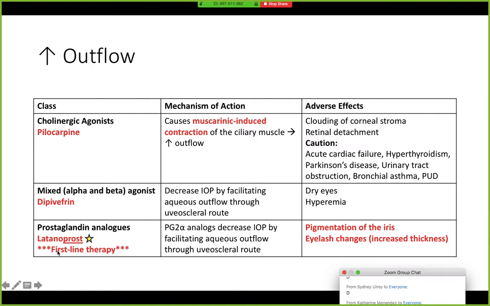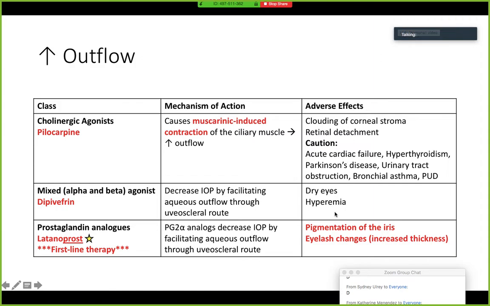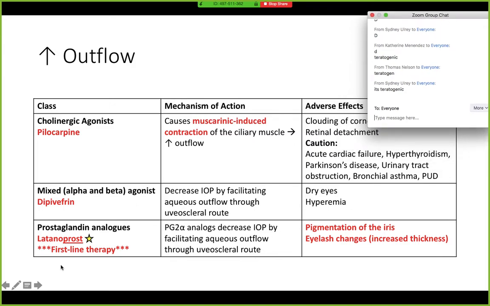because he mentioned that this was first line therapy. So typically anytime something is first line, I would definitely know it. And also it has these really unique adverse effects, which include pigmentation of the iris and increased thickness of the eyelashes. So I would watch out for that in question stems.